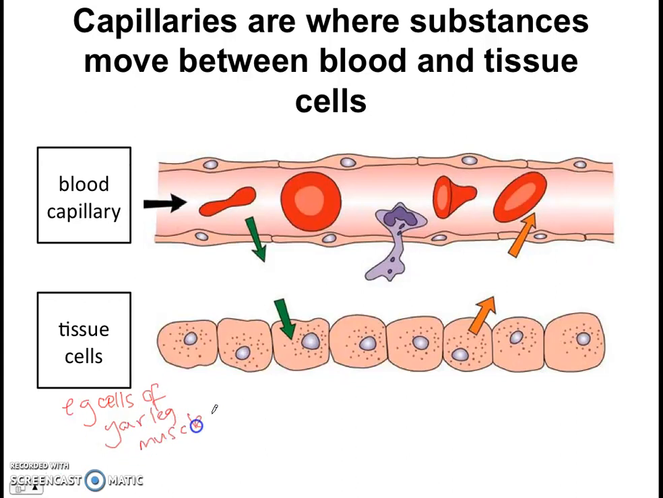Alright, so imagine you're running, and the cells of your leg muscles require oxygen. And then the blood in the blood capillaries is rich in oxygen because it comes from the heart. So these are the blood capillaries coming from the heart. So they're oxygenated and rich in oxygen. Now, how does oxygen move from the blood capillaries into the tissue cells, which really need oxygen? So capillaries are where substances move between the blood and the tissue cells.